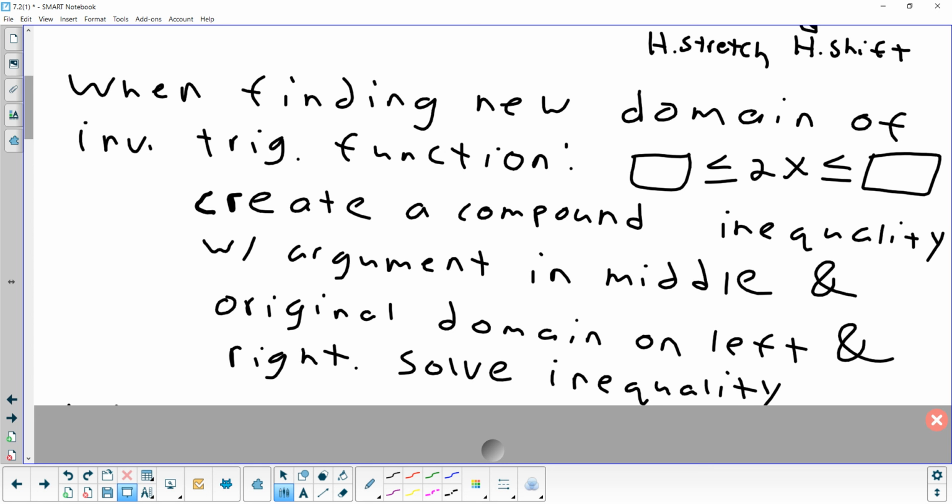Okay, where do you get the original domain from? Well, that's what we just went through. We made a chart of the original domain and range for every function. And to find your new domain, solve the inequality. In this particular problem, you'd have to divide everything by 2. So whatever the original domain was, now it's going to be half that. Everything's going to get divided by 2. So when I say solve, I mean get x alone in the middle. So domain, all you have to deal with is the argument.